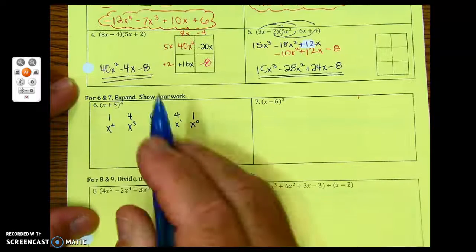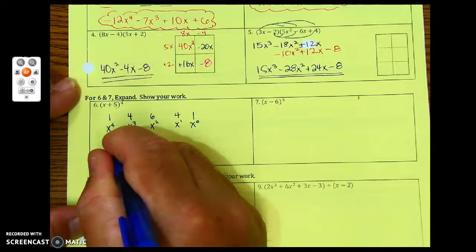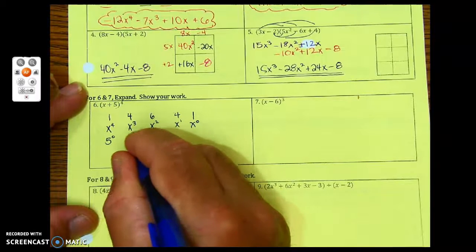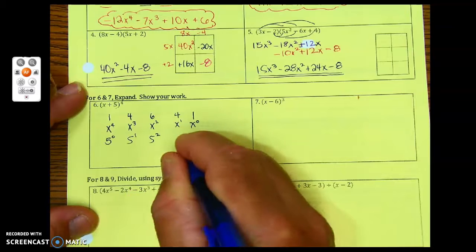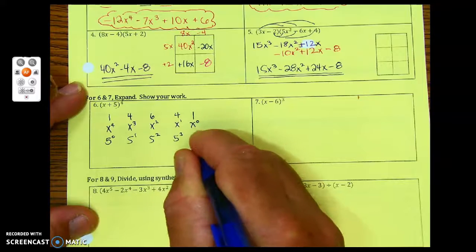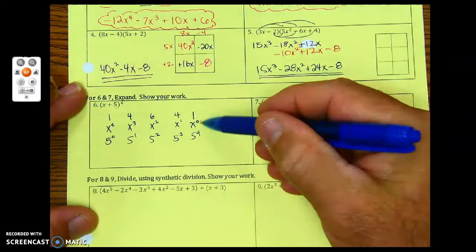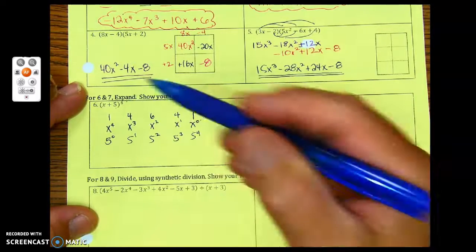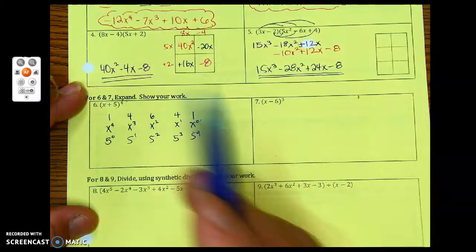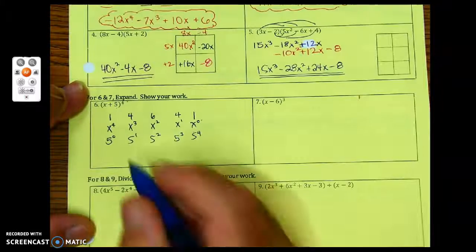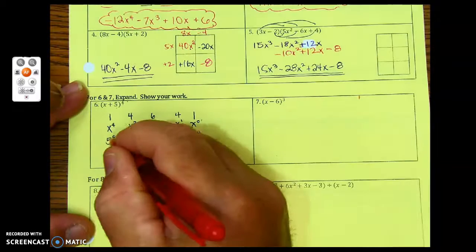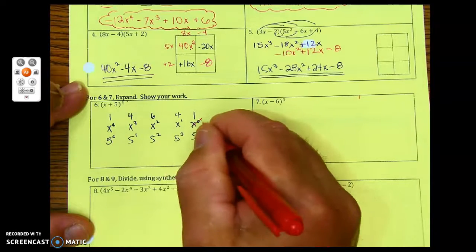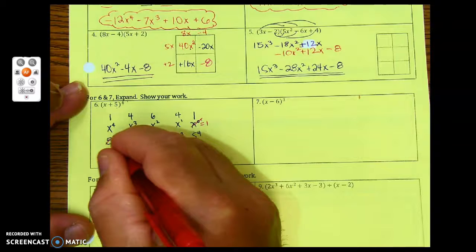Now I take the second term of the binomial. 5 to the 0 power, 5 to the 1st, 5 to the 2nd, 5 to the 3rd, 5 to the 4th. Notice that all these exponents always add up to 4 because that's a 4 right there. If that were 3, the exponent should add up to 3. Now I've just got to simplify some things. Anything to the 0 power is equal to 1. So we'll fix that.